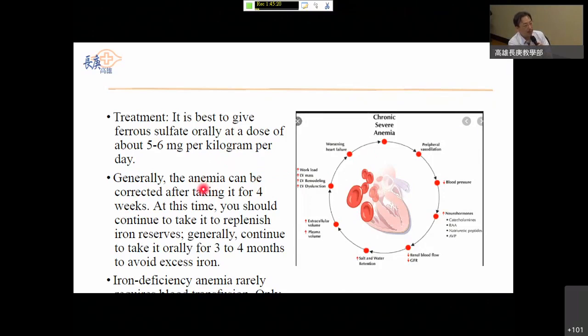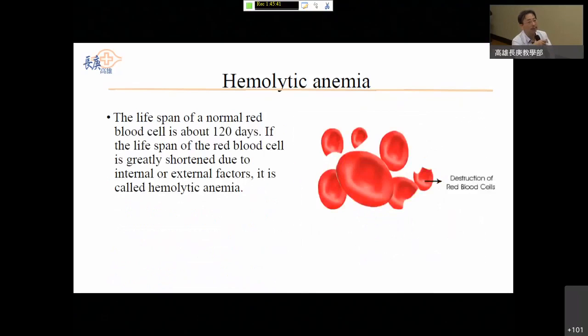But that's not enough. You need to continue the oral treatment for 3 to 4 months, so you can restore the iron insufficiency in your bone marrow.